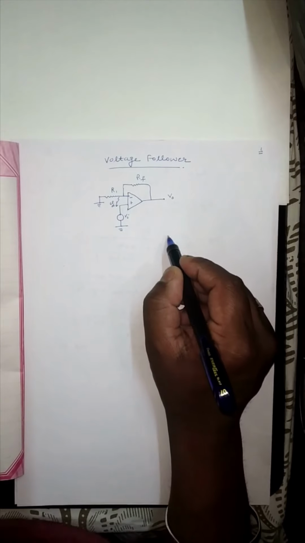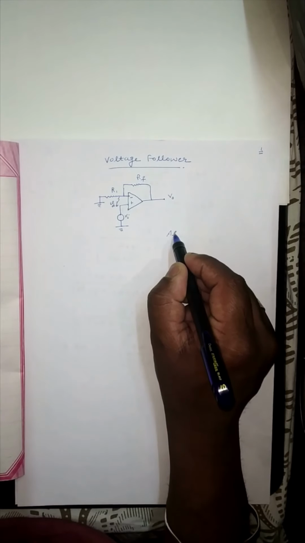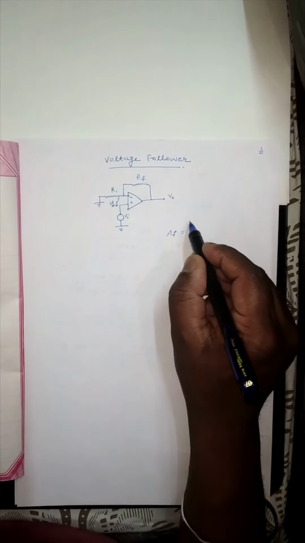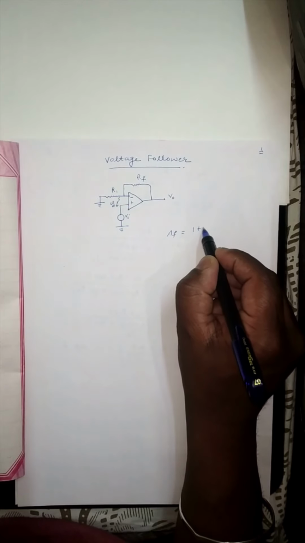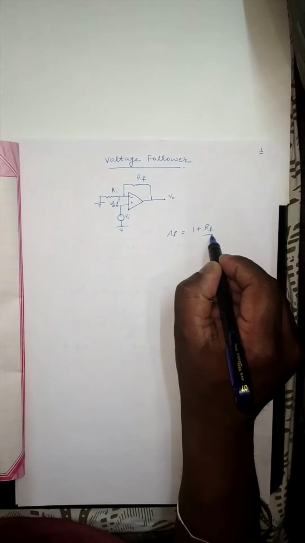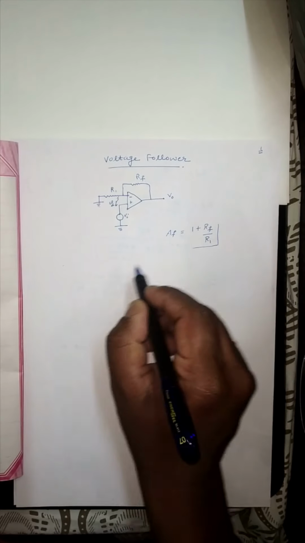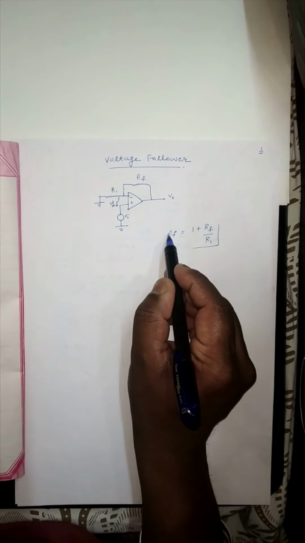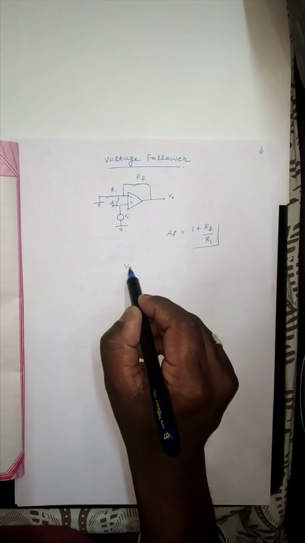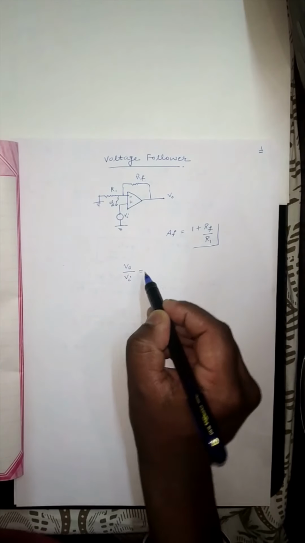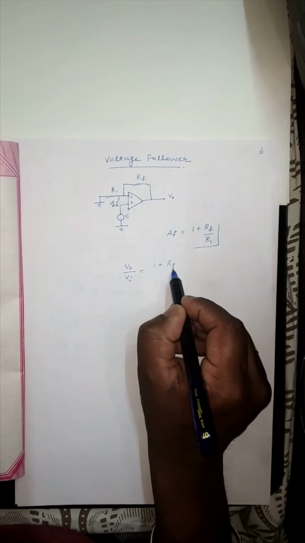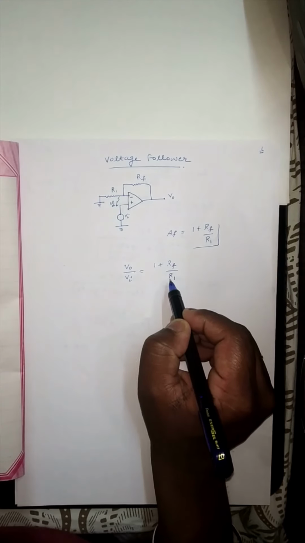So we know that the gain of the operational amplifier for the closed loop circuit is 1 plus Rf over R1. It means that AF, the gain of the amplifier, means VO over Vi, is 1 plus Rf by R1.